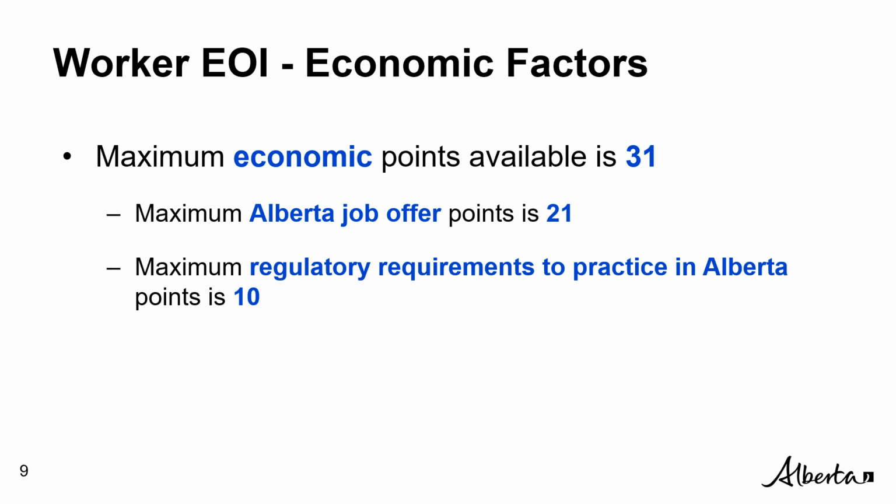Sector-specific job offers. If you have an endorsement letter from a rural renewal stream designated community, or a job offer from a tourism and hospitality sector member employer, or a law enforcement job offer with a member of the Alberta Association of Chiefs of Police, you are eligible to claim 6 points. Regional needs. If your job offer is in a rural community, either a designated community or anywhere outside of the Calgary or Edmonton census metropolitan areas, you may claim 5 points.